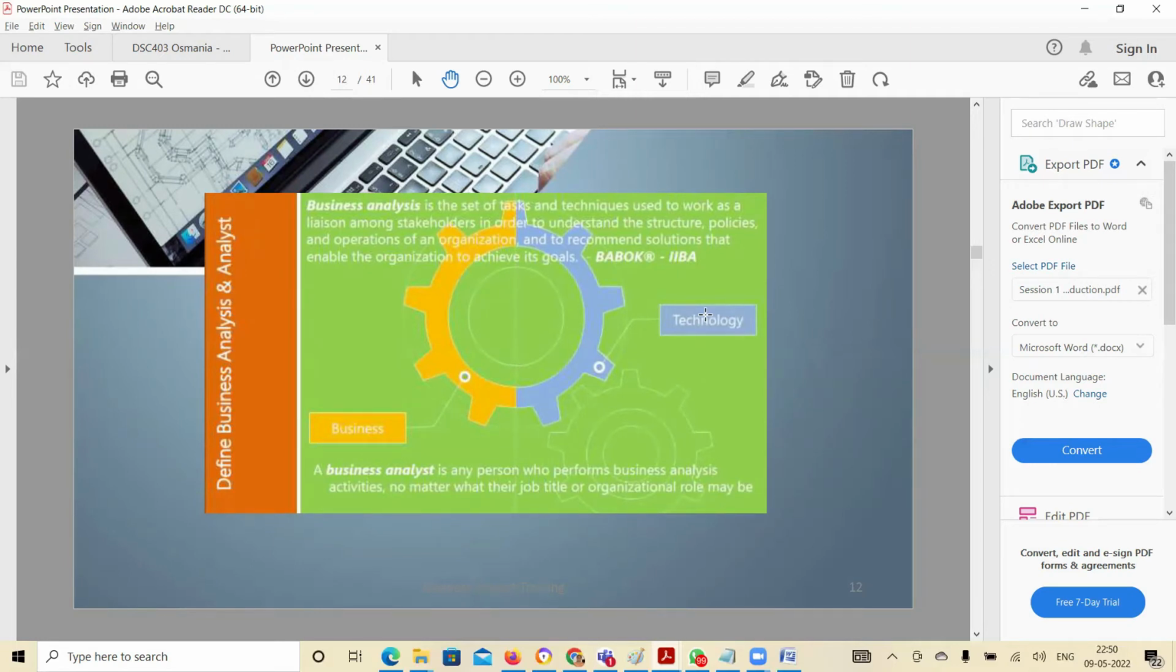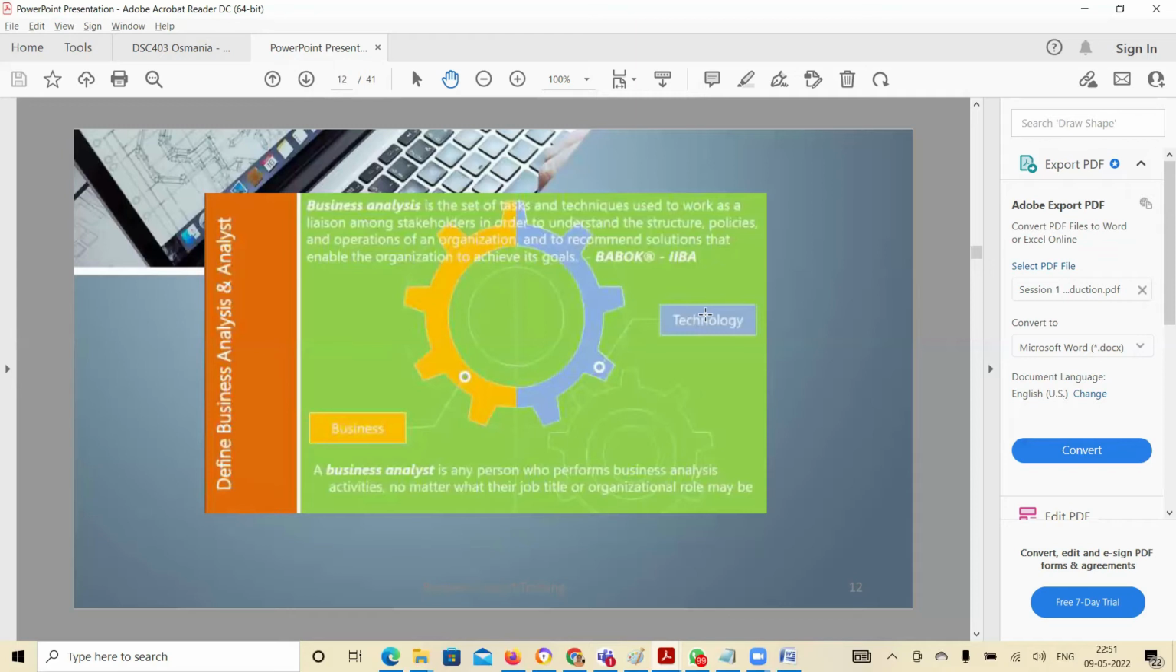So the definition that you see on the top is taken from the BABOK book. How does BABOK describe the business analysis process? So what it says is BA, or business analysis, is the set of tasks and techniques. Simple. BA is a set of tasks and techniques that is used to work as a liaison among stakeholders, right? Liaison means you are bringing them together, right?